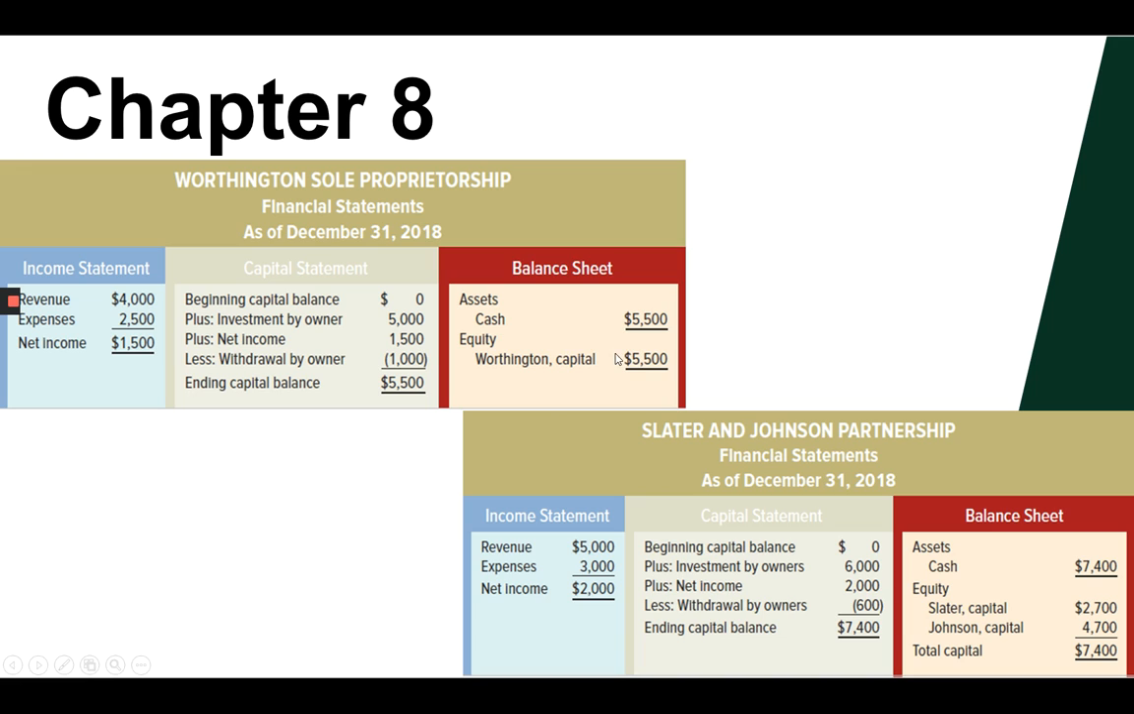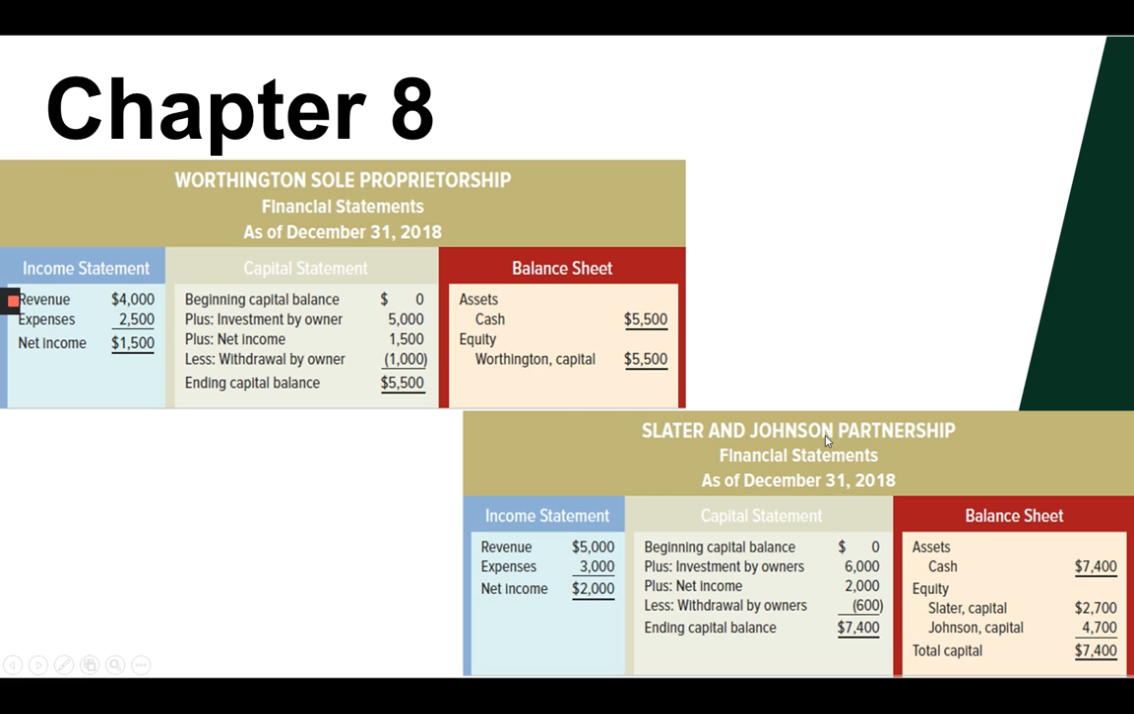That's for the corporations, that's where we've been spending most of our time. And we've had common stock and retained earnings. Here in our sole proprietorship, we have our capital account just for the one owner, only sole, just one owner. So here he is, Worthington.